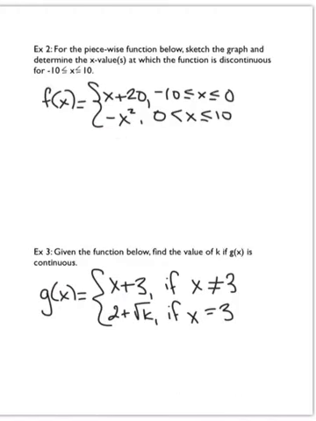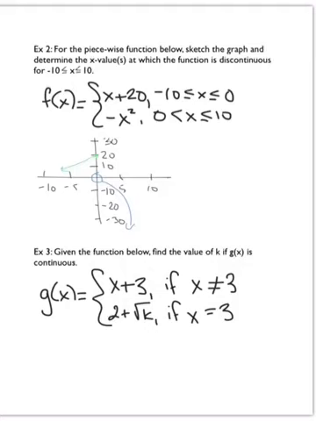Okay, our next example. For the piecewise function below, sketch the graph and determine the x values at which the function is discontinuous between negative 10 and 10. So we have a piecewise function here, which looks like this. Okay, that's not so bad. So this function is negative x squared between 0 and 10. That looks like this, and it doesn't include 0, so we have an open hole here. And it's just a parabola pointing downwards.